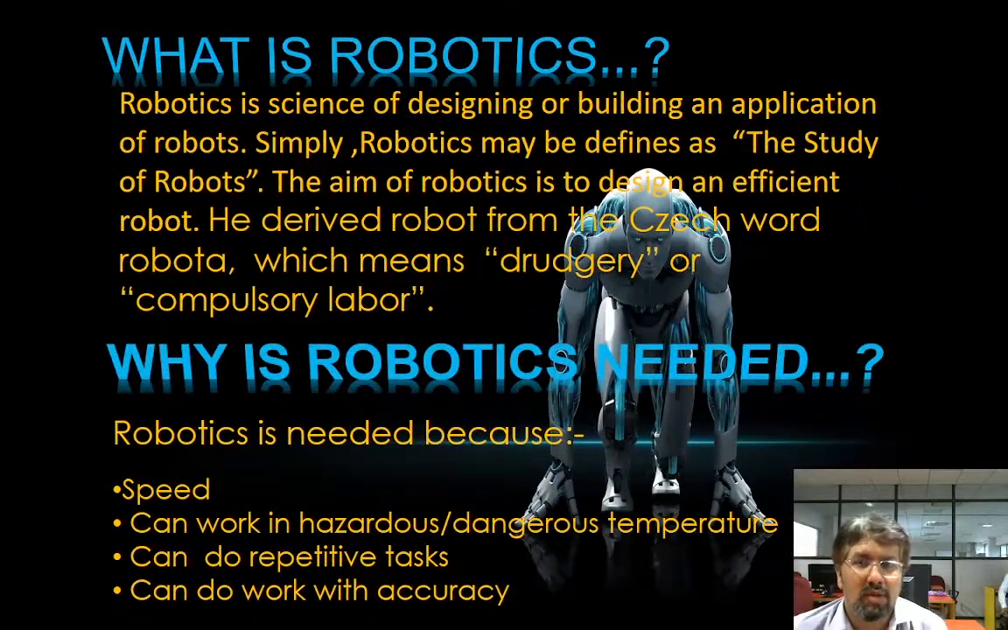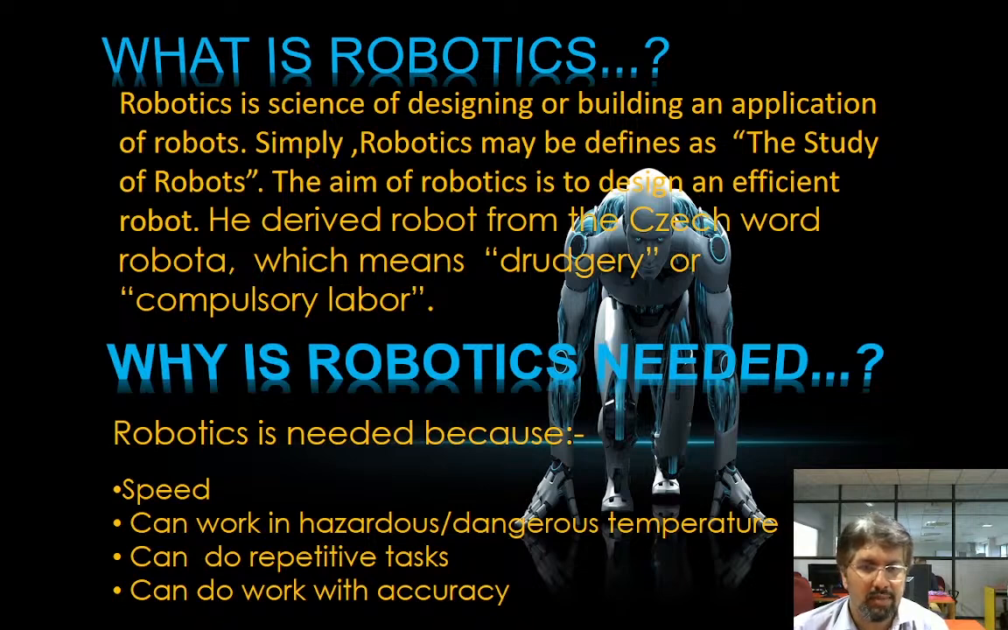Then to deal with the word robotics: robotics is the science of designing and building applications of robots. Robotics may be defined as the study of robots, and the aim of robotics is to build an efficient robot. The word robot is derived from the Czech word robota, which means drudgery or compulsory labor. So what does robotics need?